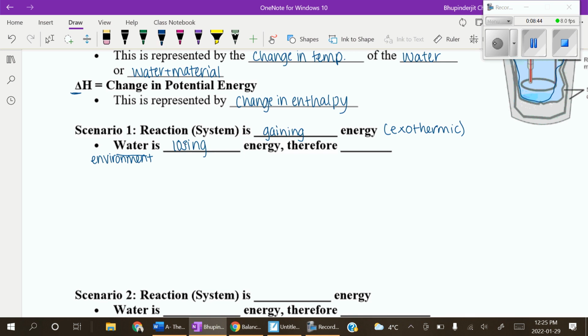That is the world's worst S. Losing. There we go. Energy.